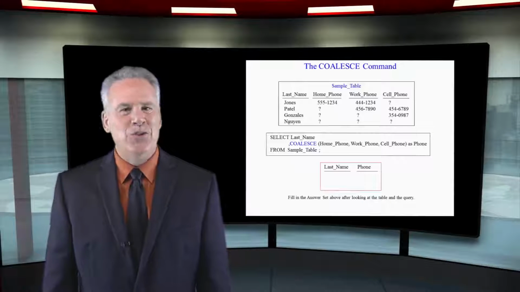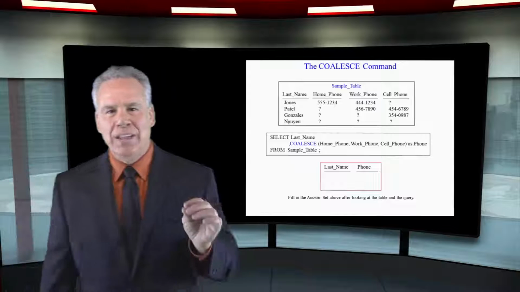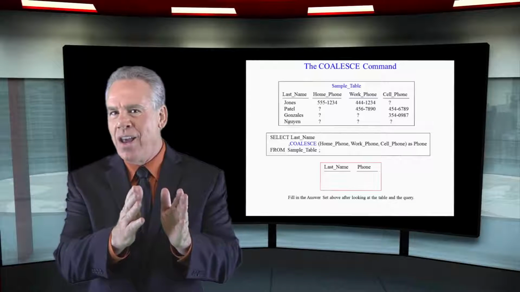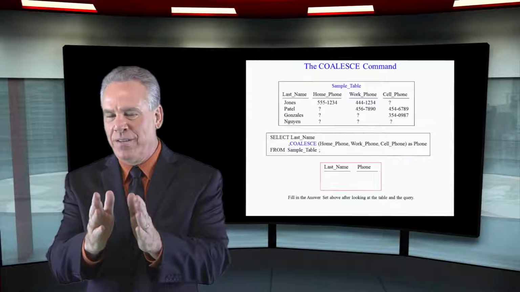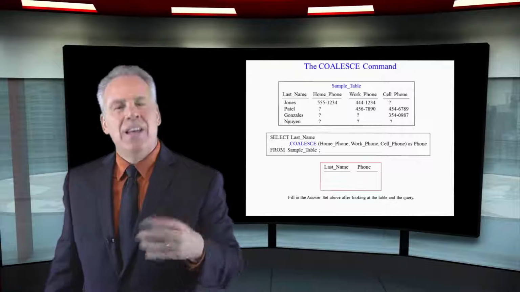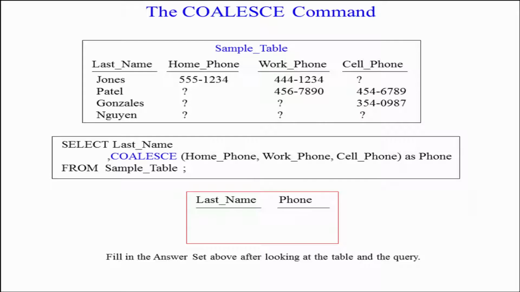Let me introduce you to the Coalesce command. Coalesce is going to take the first non-null value it finds in a list and return that. Now, let me give you an example here. Here we're saying we want to select the last name in our query, and we want to coalesce the home phone, then the work phone, then the cell phone.